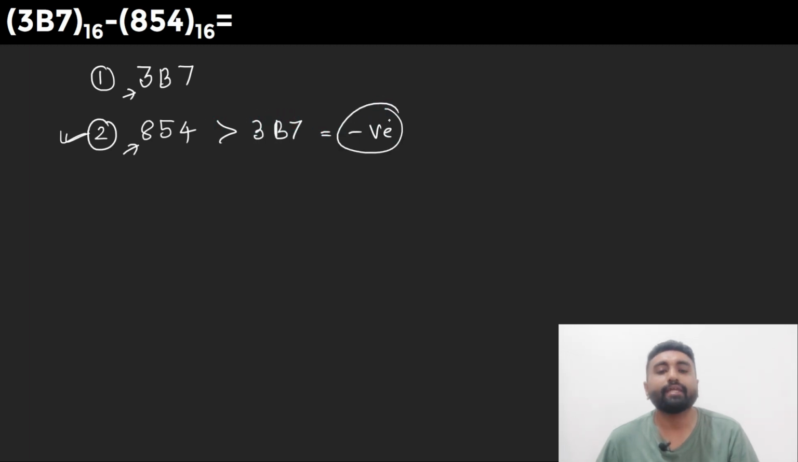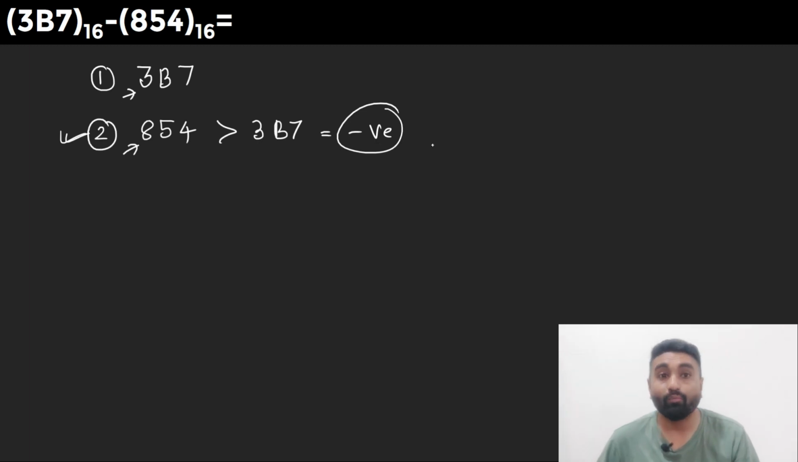Now let's take another example. Here we have two numbers. One number is 3B7, this is our first number, and the second number is 854. If you check the first digit of each number, in the first number the first digit is 3, and in the second number the first digit is 8. So we can say that our second number is greater than 3B7, so our answer will be a negative answer.